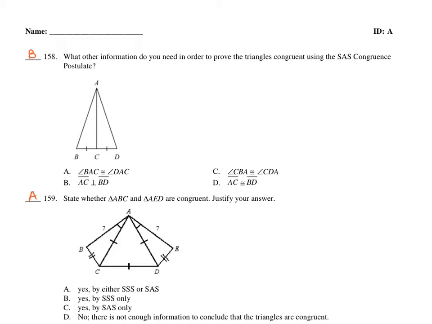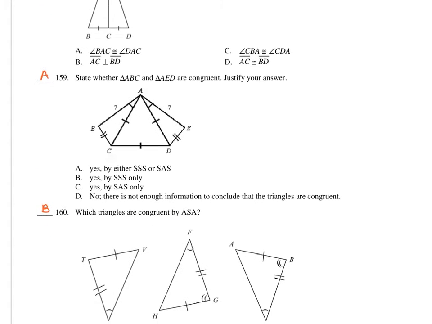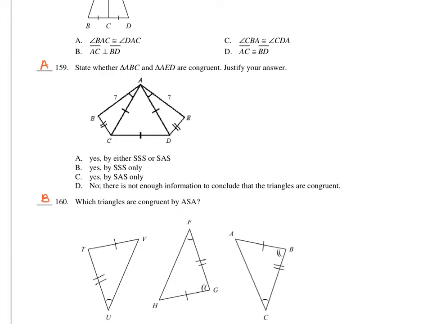In this case, the choices that are there could have also been that they're perpendicular, which would mean that those two angles are congruent. State whether these are congruent. So ABC and AED could either be proved by side, side, side or by side, angle, side. Either one would have worked.